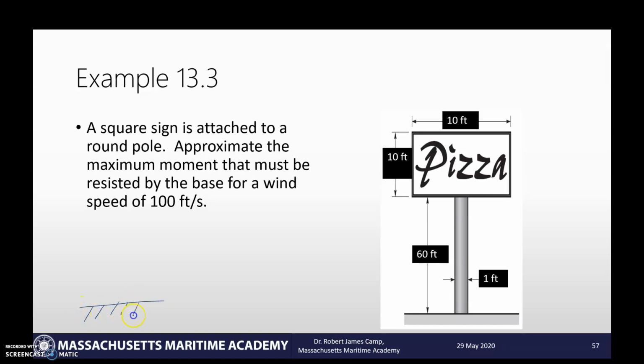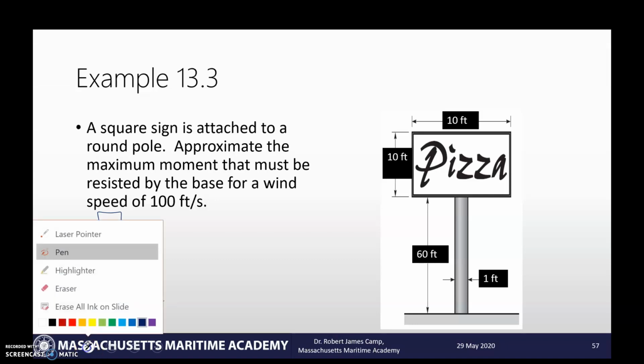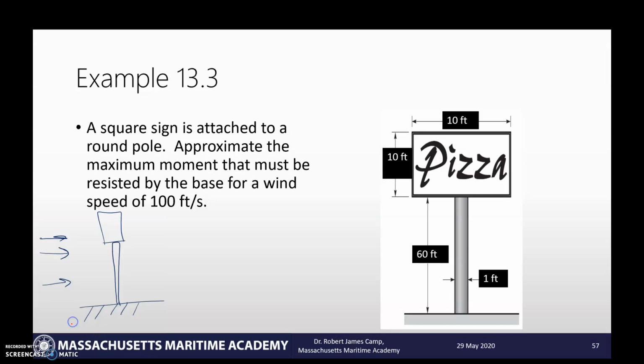I have the ground, I have my pole, I have my sign on top of the pole, I have a free stream wind of 100 feet per second. That's going to cause a drag force on the sign. It's going to cause a drag force on the pole. And if we do a free body diagram of this, what that means is we're going to have a moment that's trying to resist all of this. So we have to do a mechanics equation to calculate this out.